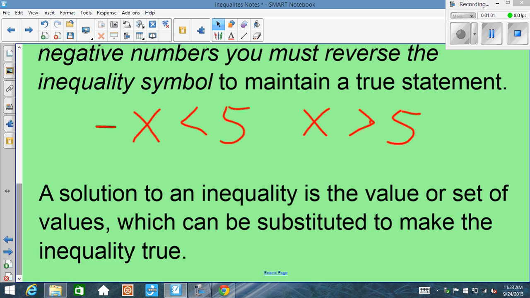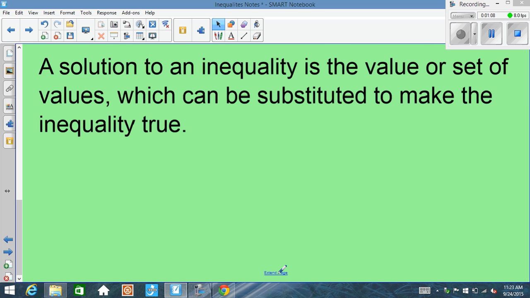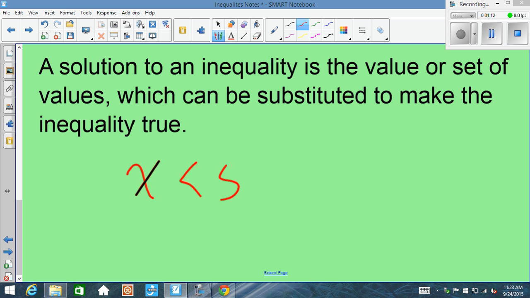A solution to an inequality is the value or set of values which can be substituted to make the inequality true. So for instance, if we had x is less than 5, then we would have 4 if x equaled 4.